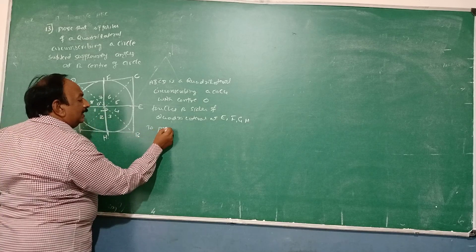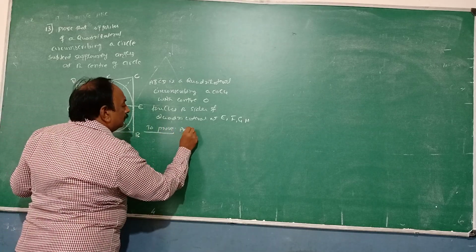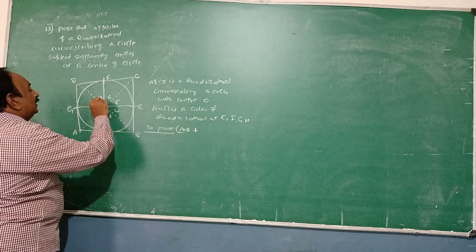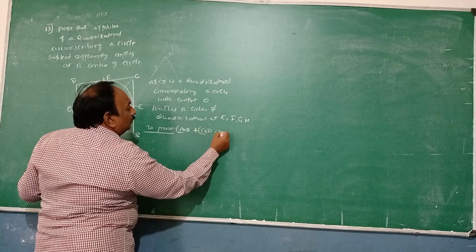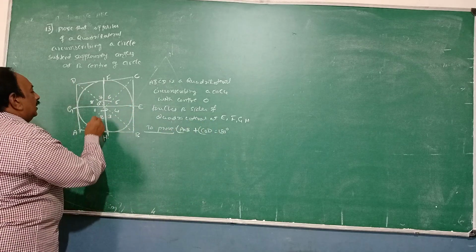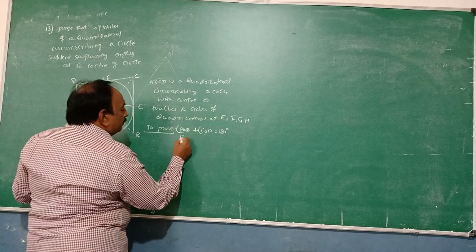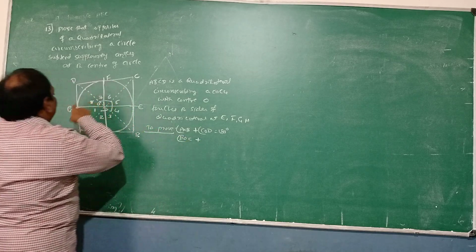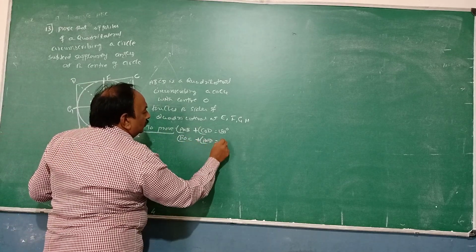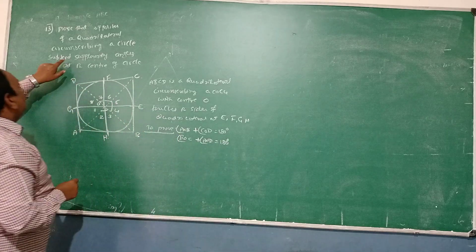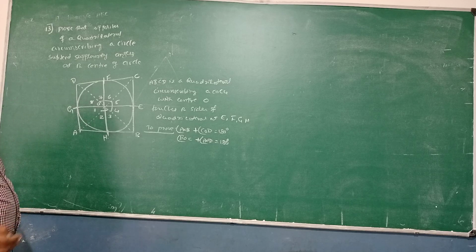We have to prove that angle AOB plus angle COD is equal to 180 degrees, and angle BOC plus angle AOD is equal to 180 degrees, because they subtend supplementary angles. Supplementary means 180 degrees.